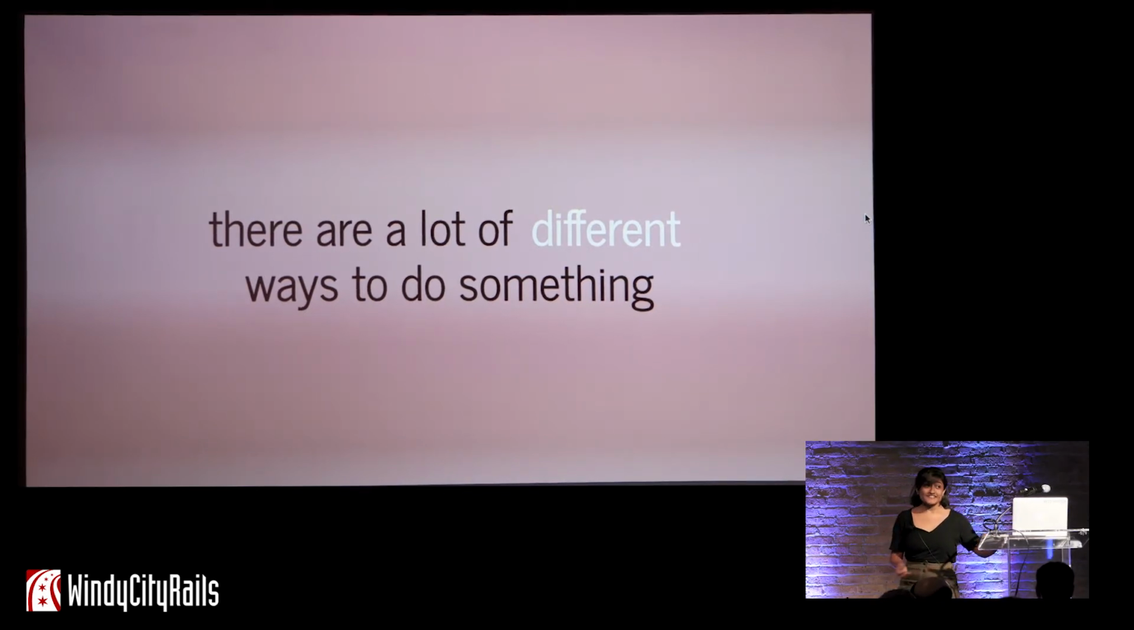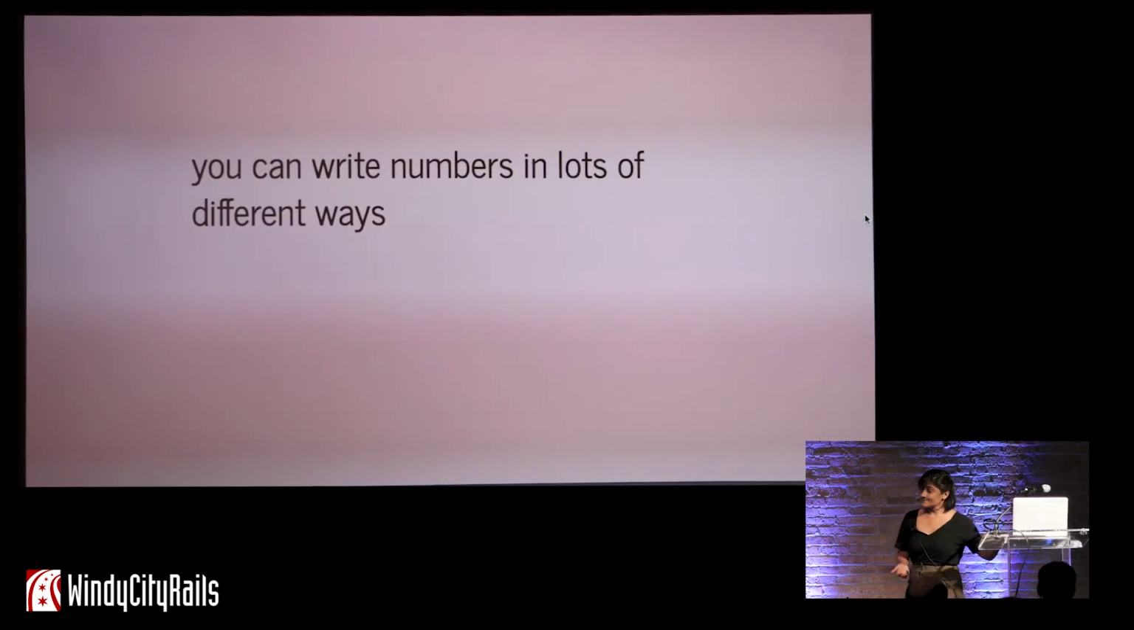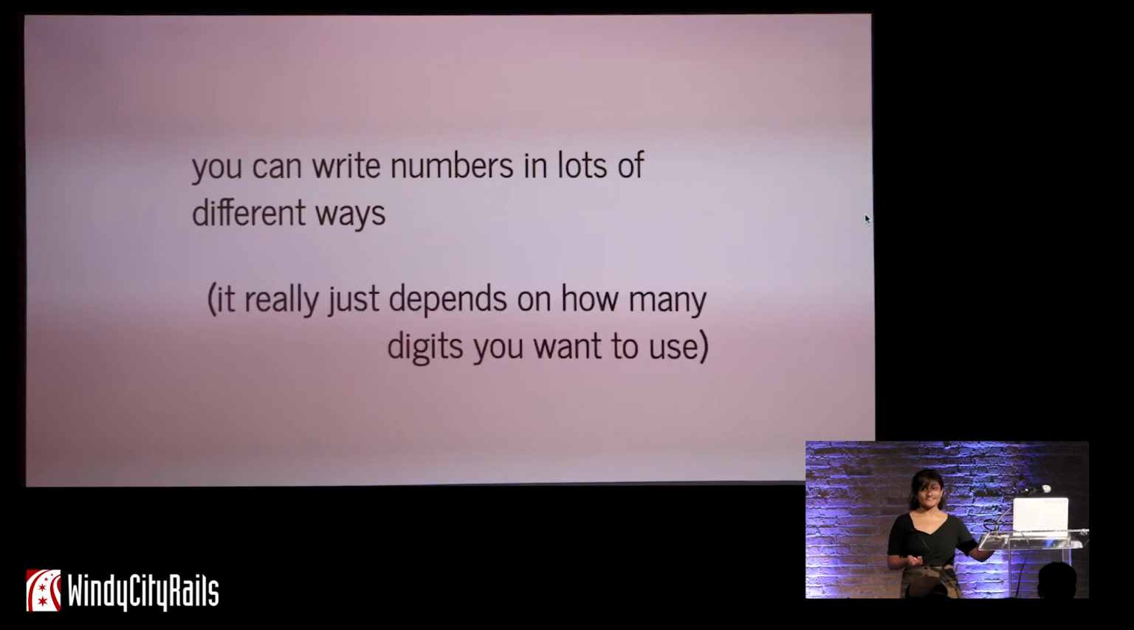So there are a lot of different ways of doing things, and what I've learned is it's not just with code and it's not just with frameworks and languages. This holds itself to be true at the lowest possible level of code. What I'm talking about is computer science. And I recently learned that there are a lot of different ways to write numbers. It just depends on how many digits you want to use. So let's start simple.